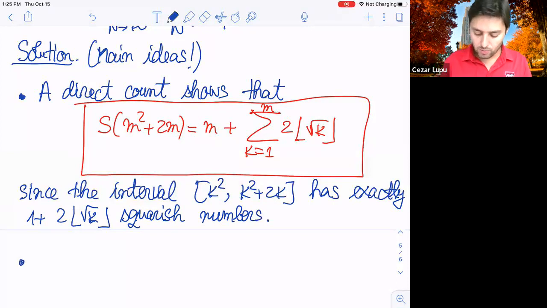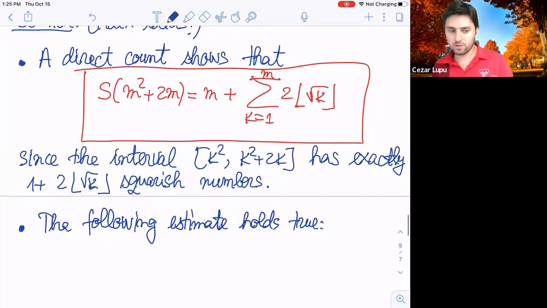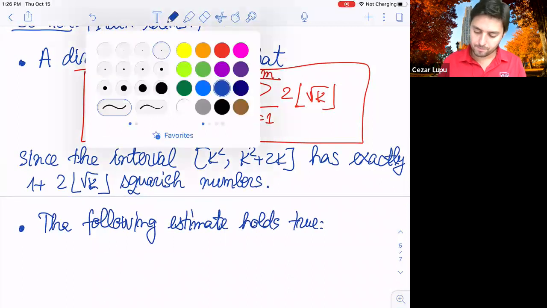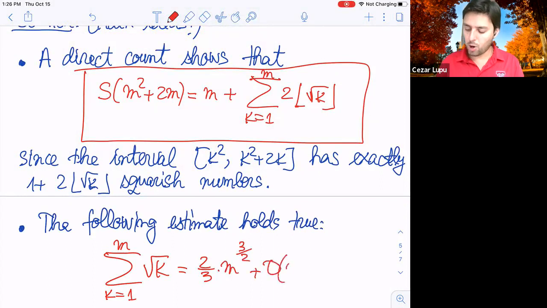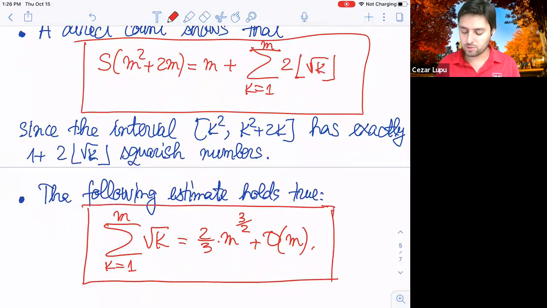Now another ingredient, which we will prove in our analysis, but I'll leave this to you. We have the following estimate, which holds true. Like I said, we can prove this by using Cesaro, for example, but I'm not getting into details at this point. The sum from k equals 1 to m of the square root of k is nothing else than 2/3 times m to the power 3/2 plus some o of m. So as m approaches infinity, that sum over m to the power 3/2 is 2/3. Anyway, we will prove this using Cesaro.